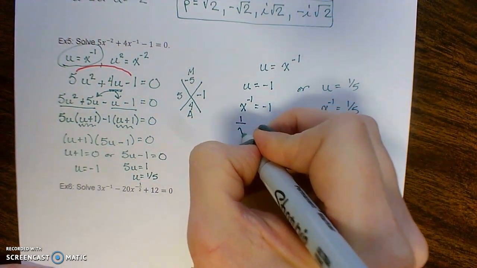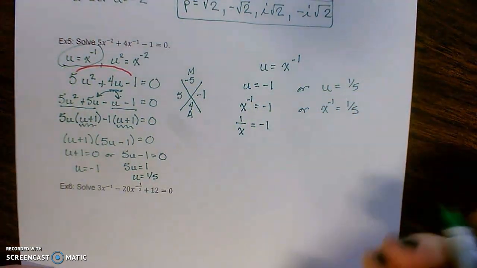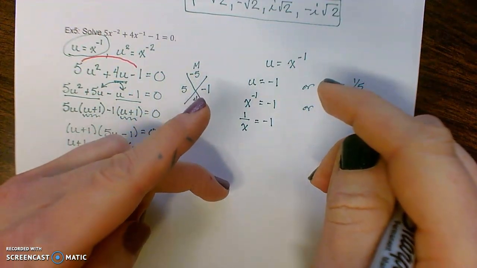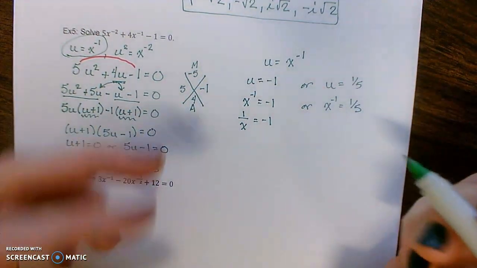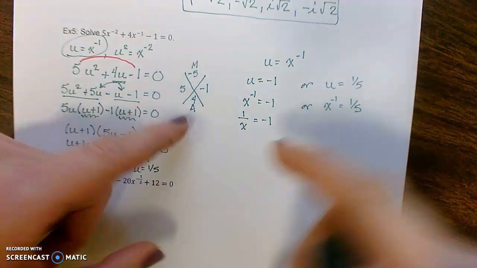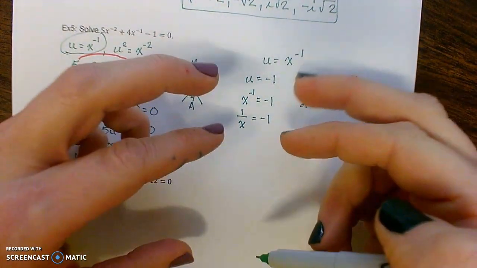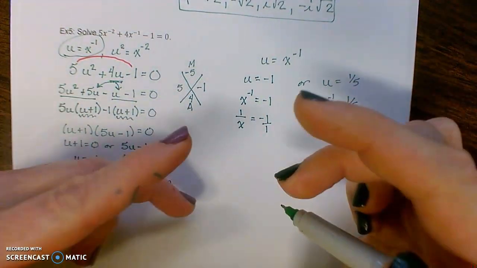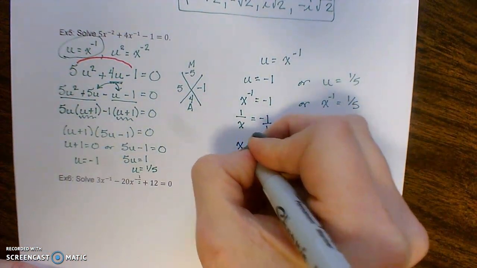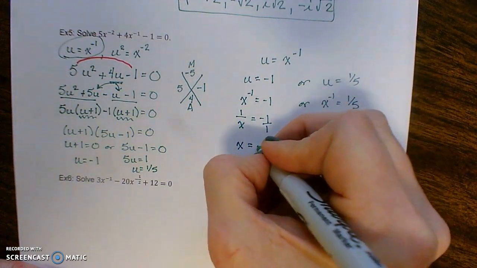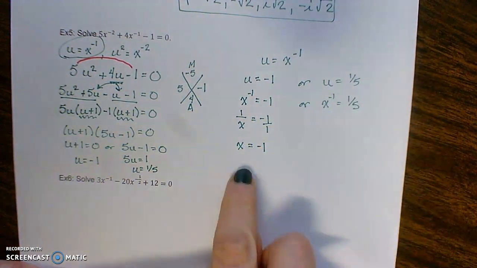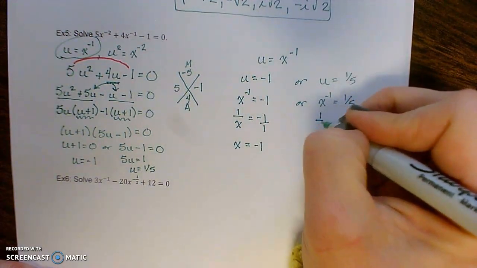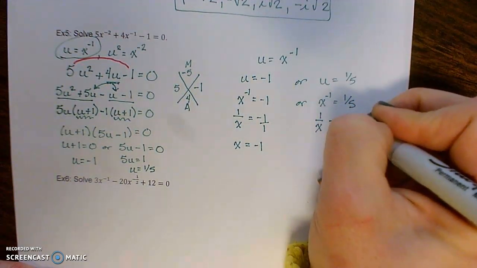So if I write this as 1 over x equals negative 1, now you can just take the reciprocal of both sides, if you like, or even multiply both sides by x, whatever you like to do to get rid of this x in the denominator. So I kind of like to just think of this as a fraction. Flip both sides. So this will be x equals 1 over negative 1, which is just negative 1. So that's my first answer. My second answer, again, x to the negative 1 is just 1 over x.